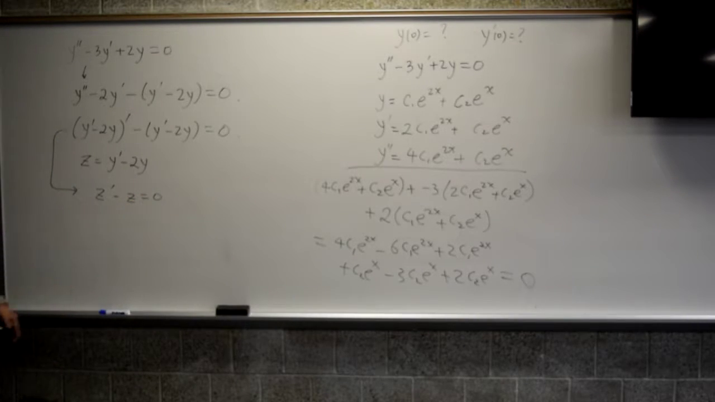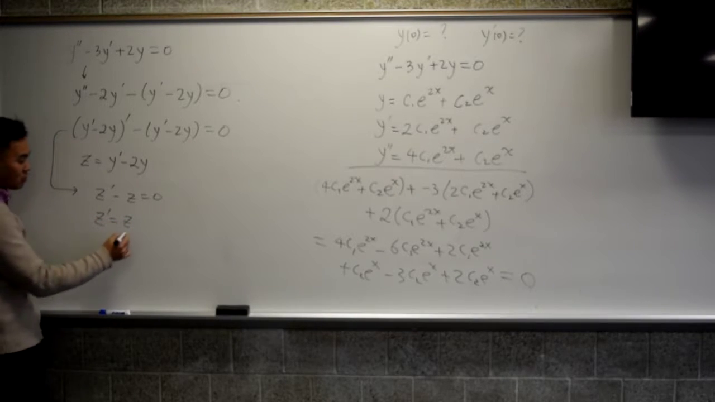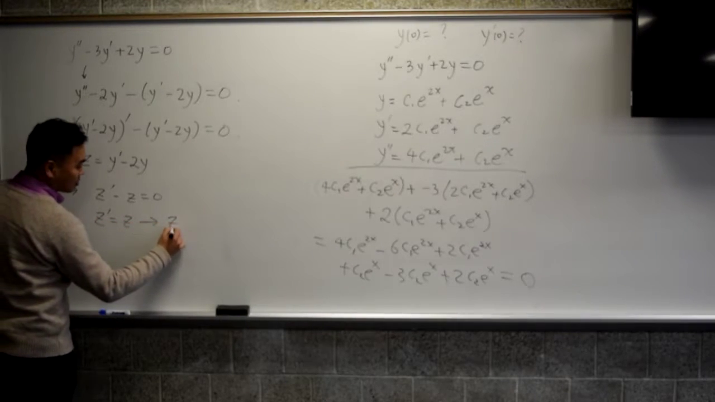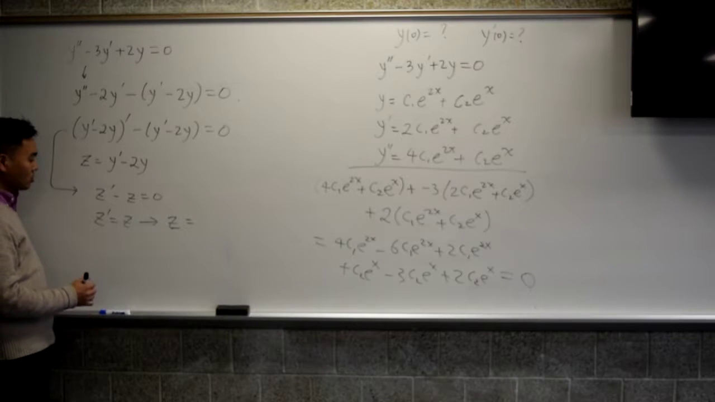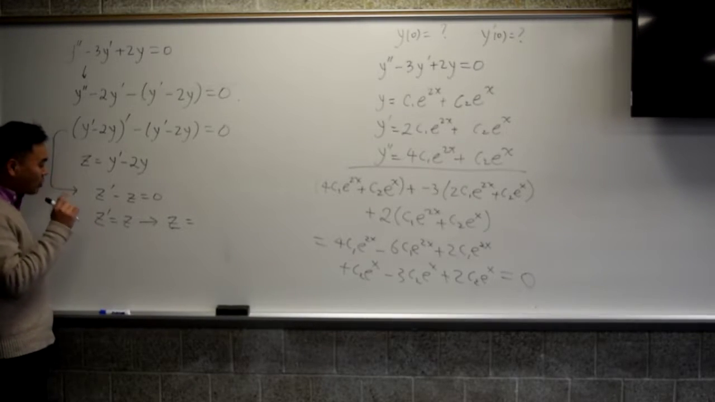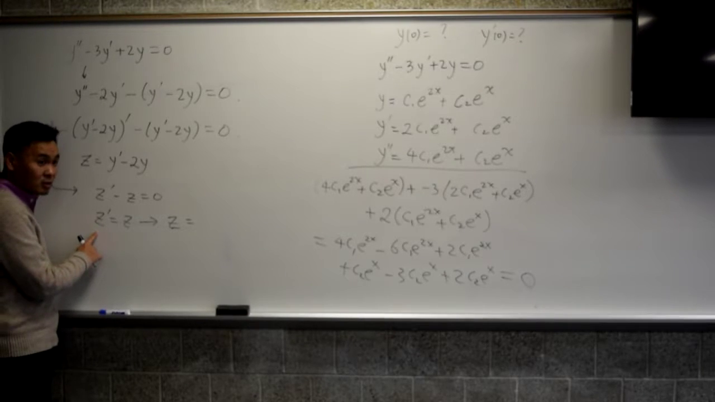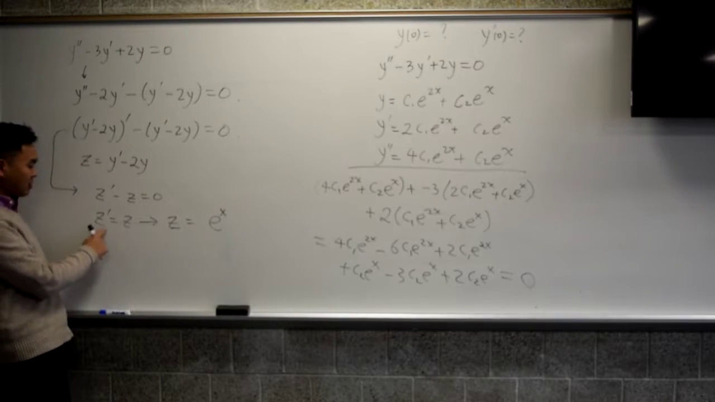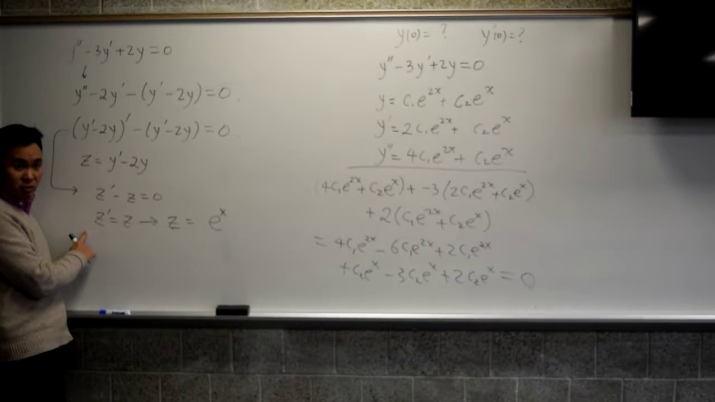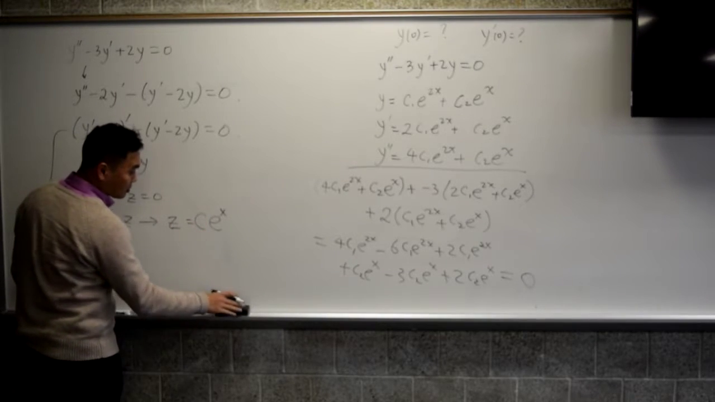Oh, I know this equation. What's the solution? Z must be? E to the x. Yeah, e to the x is the function whose derivative is the same as itself. Isn't that true? Okay. So I'm going to put a c in front of this.